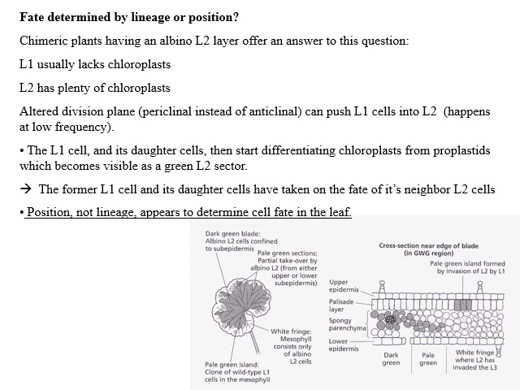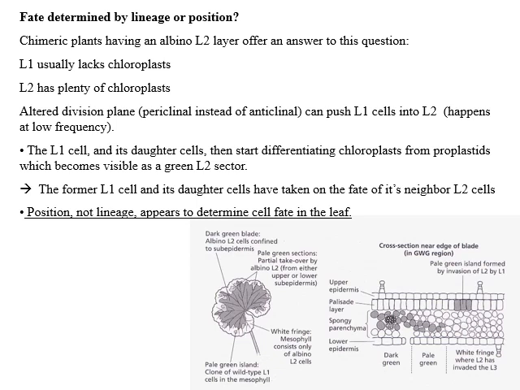Normally you wouldn't see that because all the cells in the L2 layer would be green, but in this case you have a chimera with an albino L2 layer. And then you will see these daughter cells from a periclinal division going into the L2 layer as small green islands in the L2 layer. And in a geranium leaf, you can see those islands at the margin in different places here.